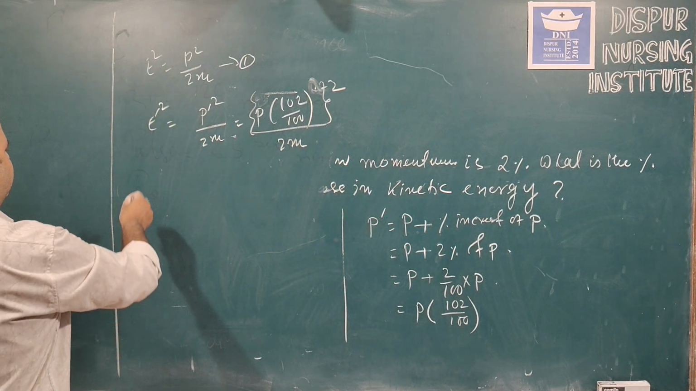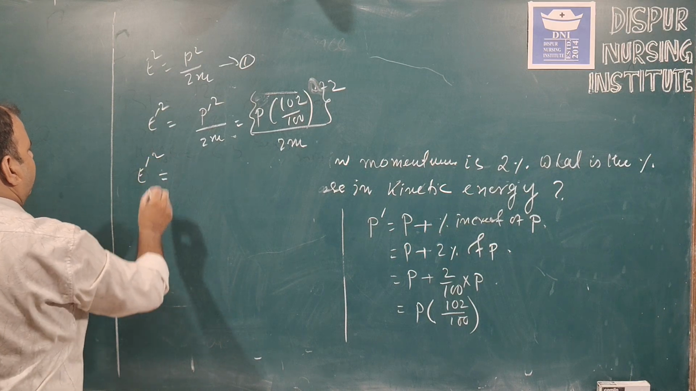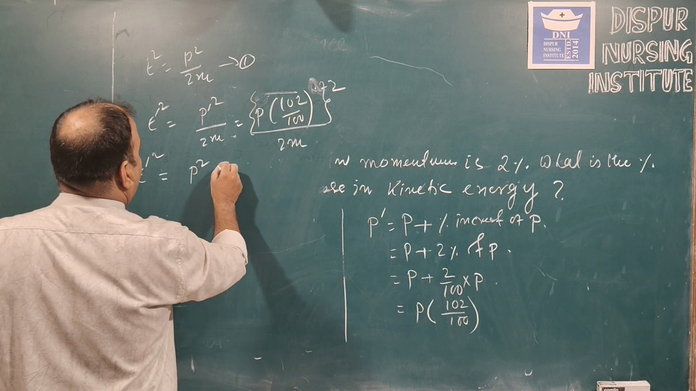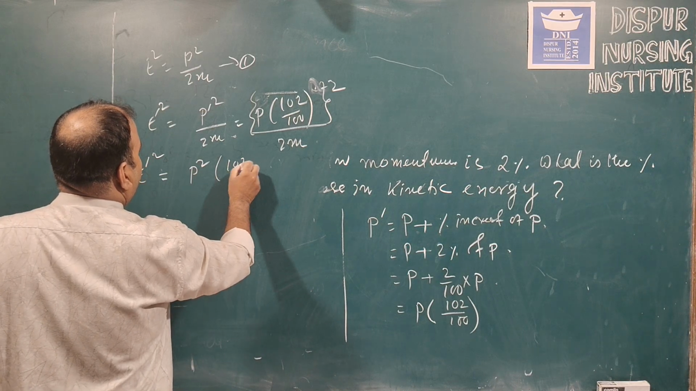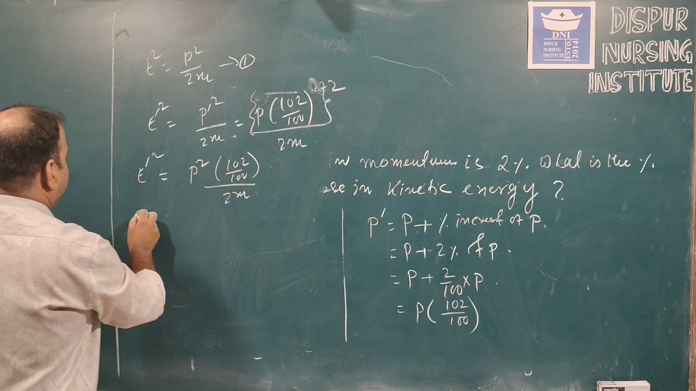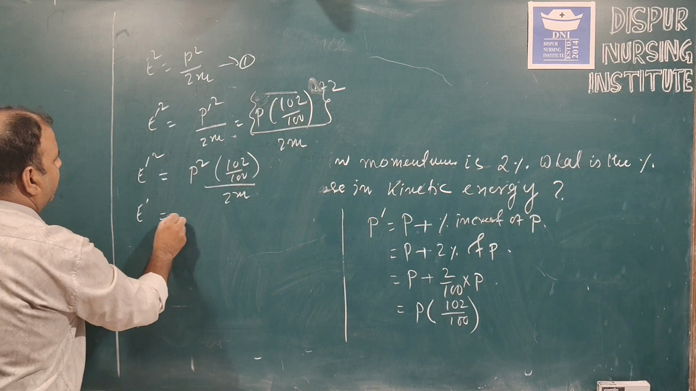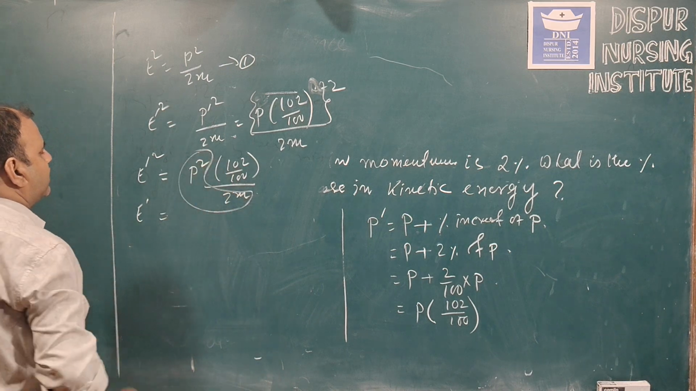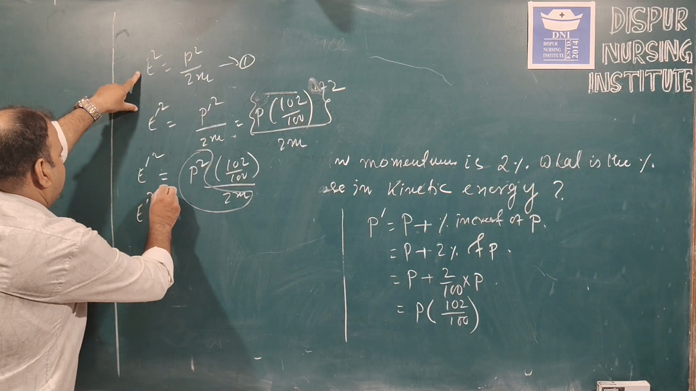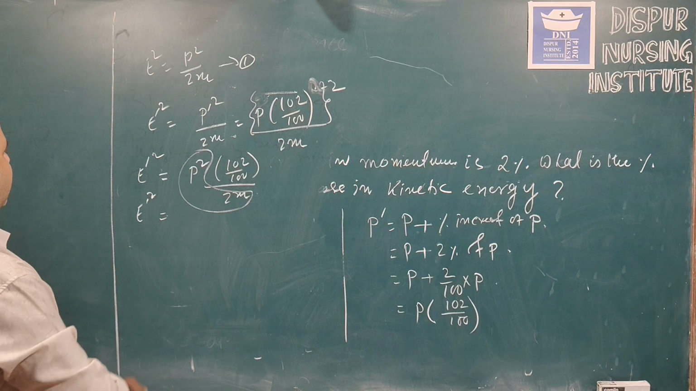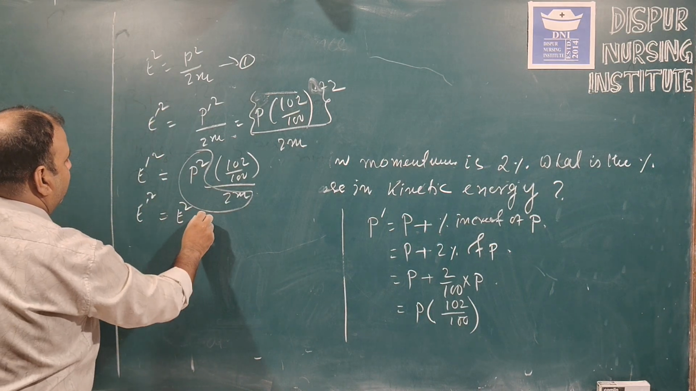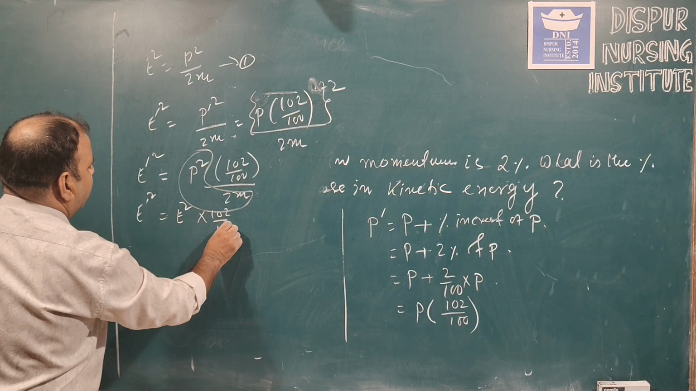So now E dash is equal to P square times 102 divided by 100 whole square, divided by twice M. In this case, P square by twice M is E. So we can write E here, and it will be 102 divided by 100.